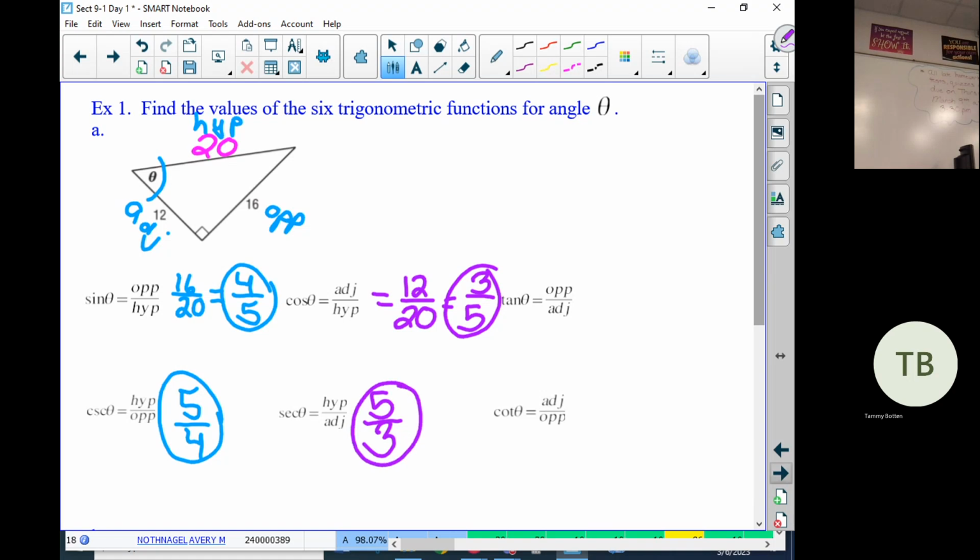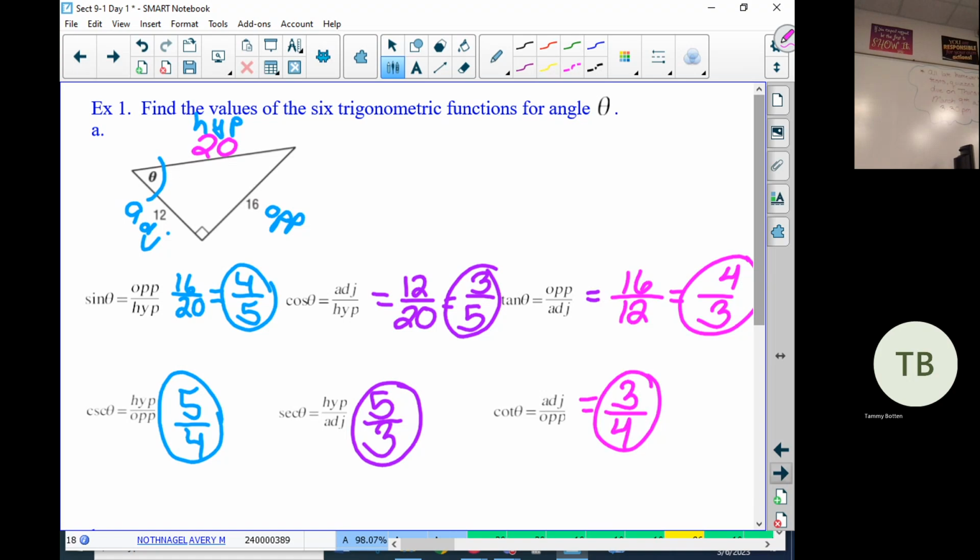And then tangent is going to be opposite over adjacent, which is 16 over 12. And again, 4 goes into each of those. 4 goes in here 4 times, 4 goes in here 3 times. For the cotangent, you're going to flip that. So it's 3 over 4.